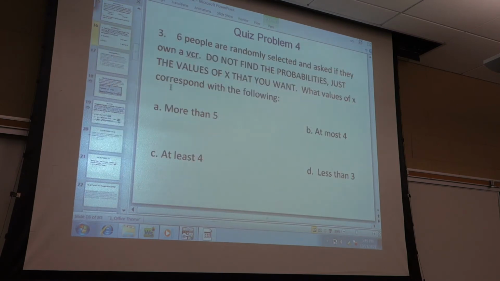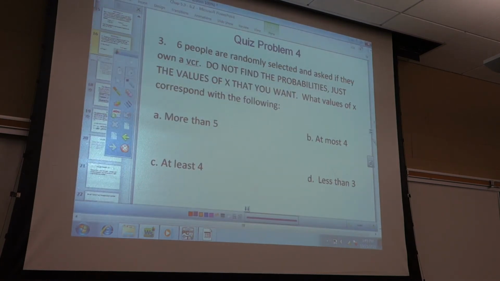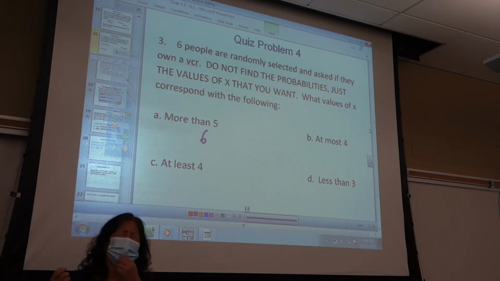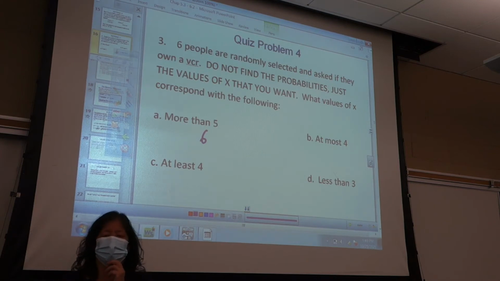All right, so quick question. We are not finding the probabilities. We're just trying to figure out what values of x we want. So more than 5. What's more than 5? 6. Good. At most 4. So here's the thing. Here's the easy way to do it. I know it has to center around 4. Everybody kind of see that? So I'm going to put it in context of something I'm familiar with. I can have at most 4 absences this semester.